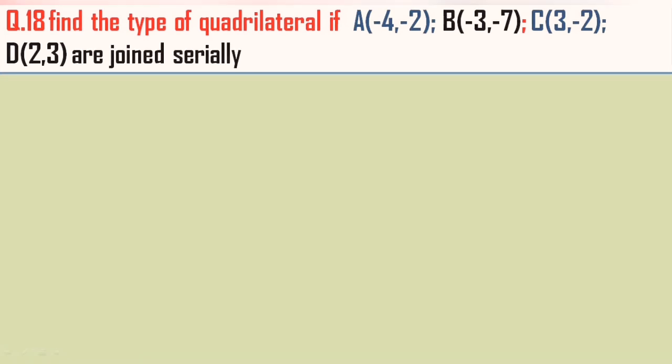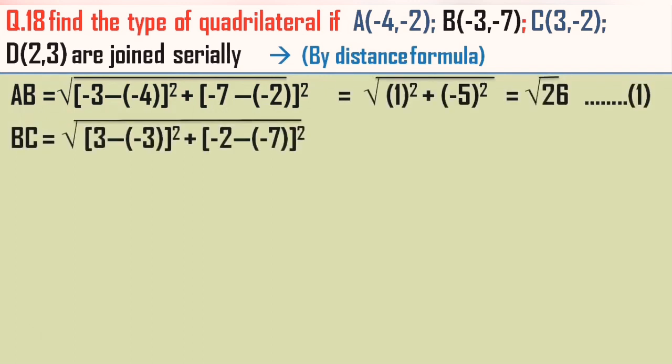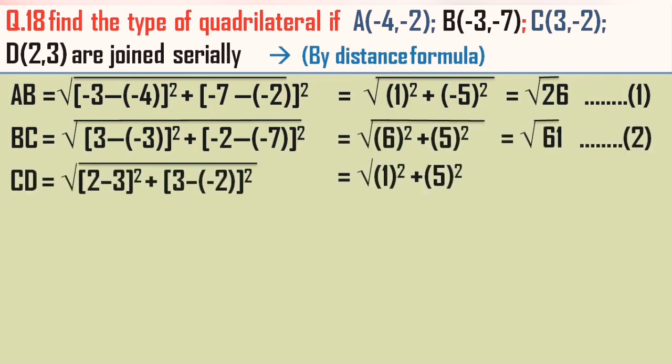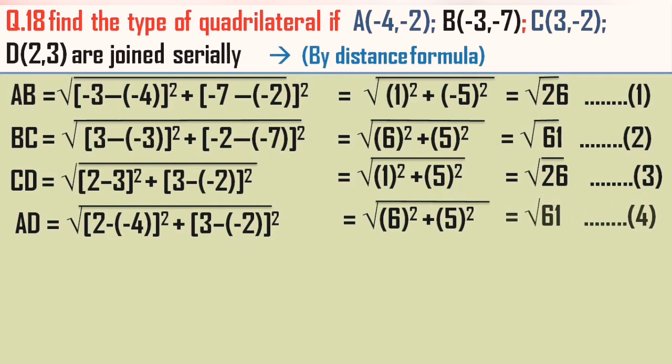So let's begin. Again, as we have decided, we will find the sides of this quadrilateral. The sides will be AB, BC, CD and AD, and then we'll see what relation we can find in the lengths of these sides. So again, to find these sides, we will be utilizing the distance formula. According to the distance formula, the length of AB can be calculated as root 26. For BC, the moment you substitute the values, you will get root 61. For CD, you will get the answer root 26, and for AD, you will get the answer root 61.